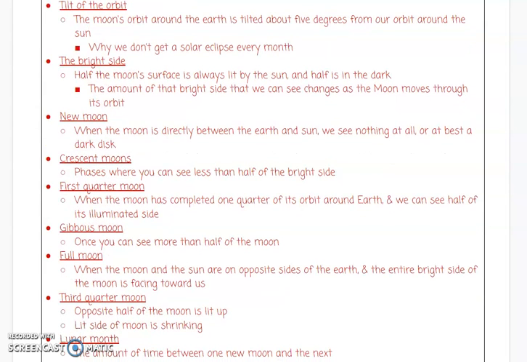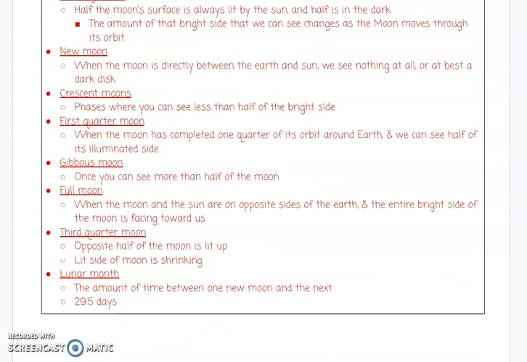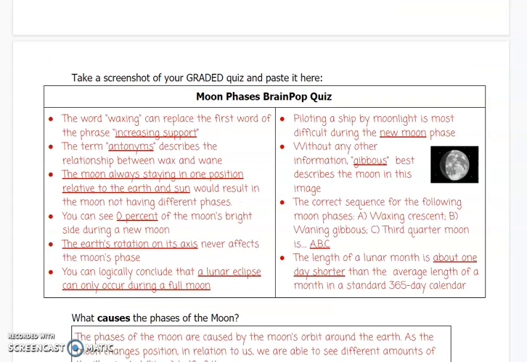After our full moon, we go into our third quarter moon, which is where the opposite half of the moon is lit up from our first quarter moon. And at this point, the lit side of our moon is shrinking. Our lunar month is the amount of time it takes to get from one new moon to the next new moon, and that's about 29.5 days.